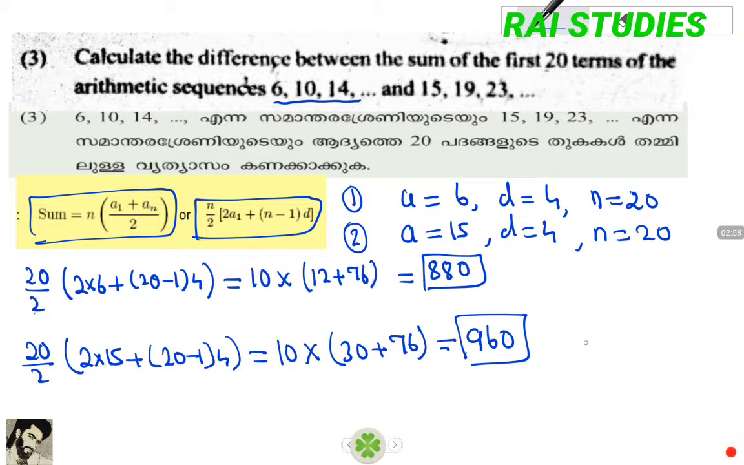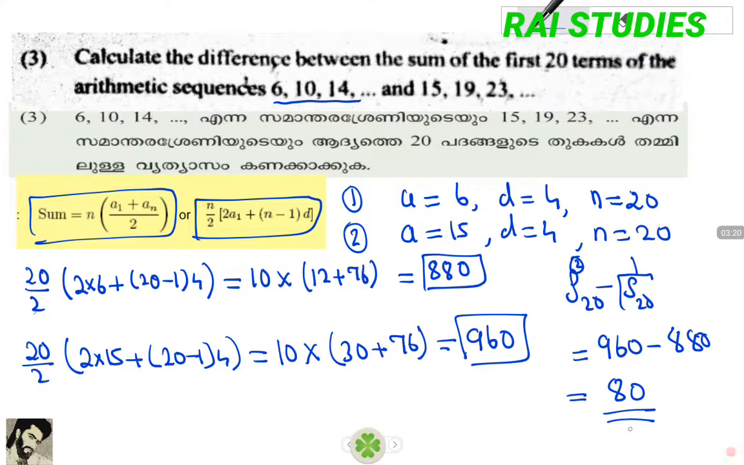The difference is the sum of 20 terms of the second sequence minus the sum of 20 terms of the first sequence. That is 960 minus 880, which is equal to 80. So 80 is the difference between the sums of the first 20 terms of the two sequences. Okay, so we got the answer.